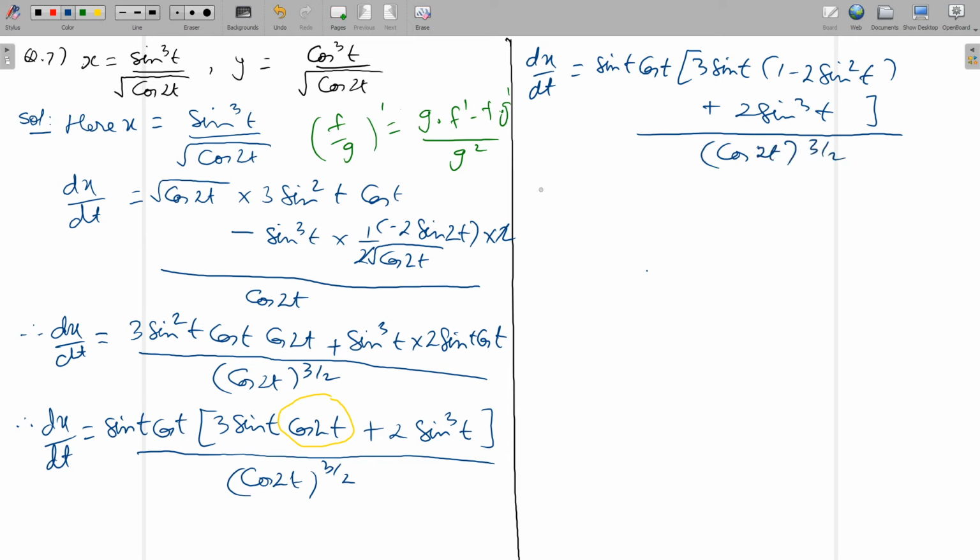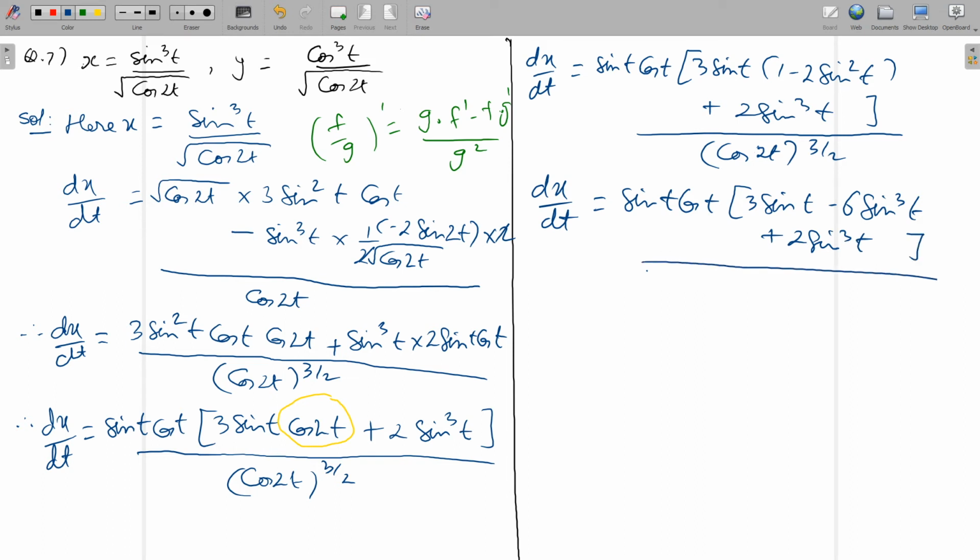Now this on further simplification will give us dx by dt equal to sin t into cos t, 3 sin t into 1, so that will give us 3 sin t, minus 3 sin t into 2 sin square t, so this will become minus 6 sin cube t, and plus 2 sin cube t, the whole divided by cos 2t raised to 3 by 2.